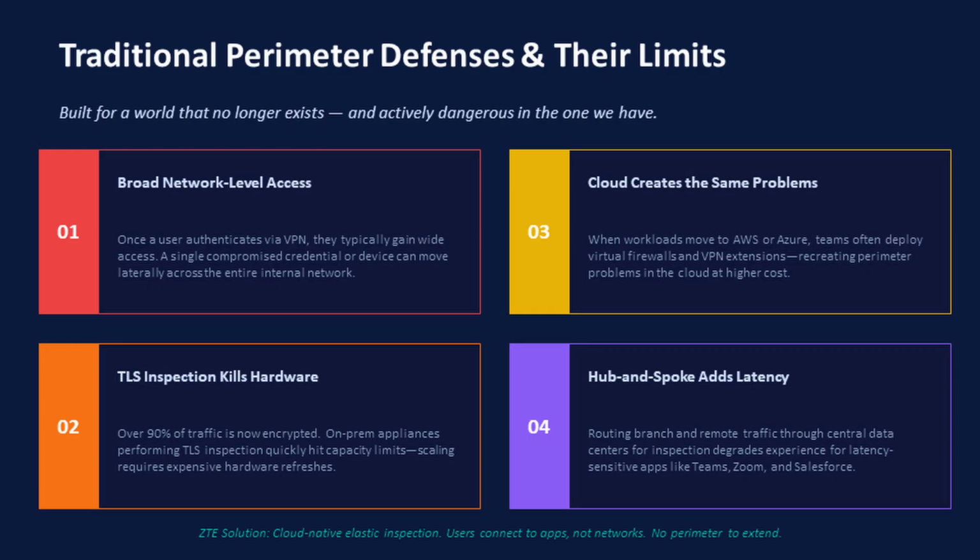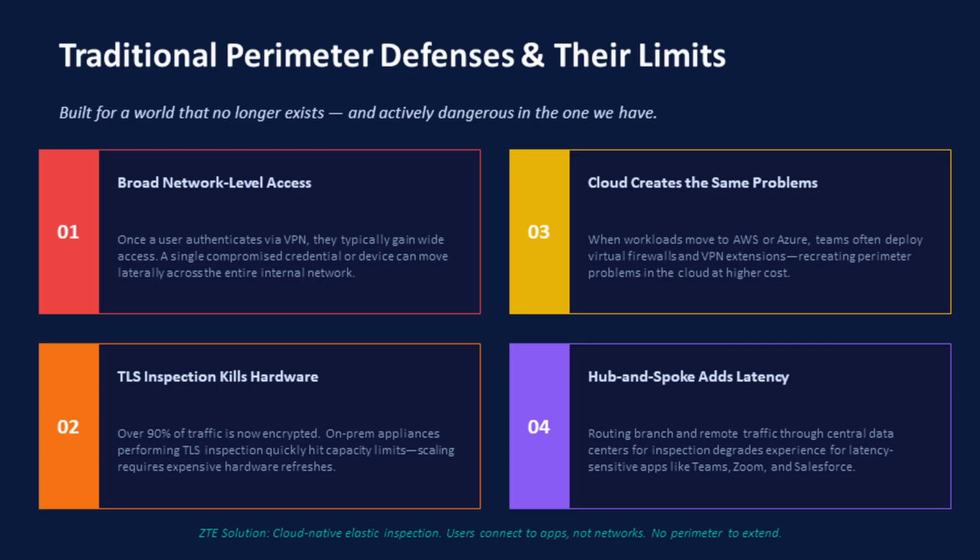Traditional perimeter defenses and their limits. These four problems are what the ZDTA exam wants you to understand about legacy architectures. Not just that they're old, but why they structurally fail. Broad network access: VPN gives users a network session, not app-level access. That means lateral movement is always possible.